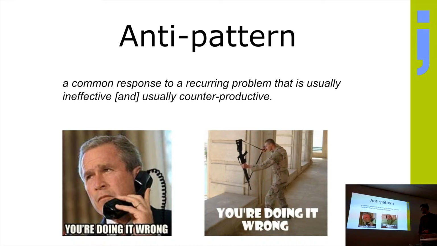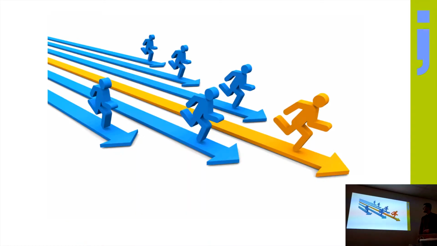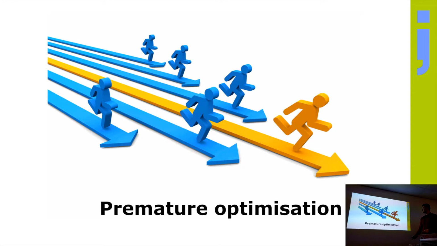And we have Bush here and a soldier. Does anyone know what it is? Leadership or what? I assume it's a leader that the other people follow. Yeah, there's a leader, and they are all running, but it's actually premature optimization.